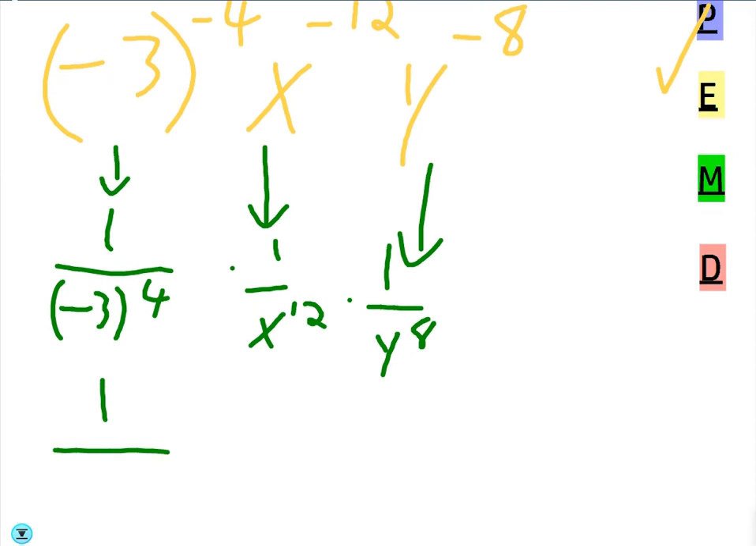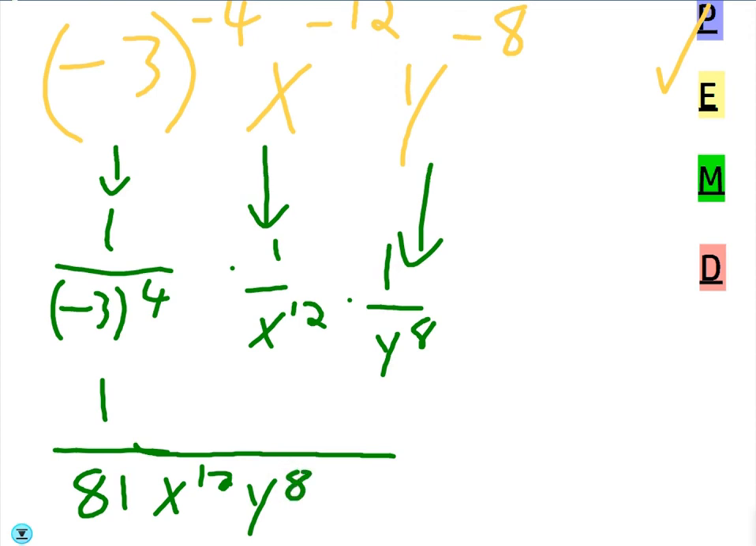Okay, so negative 3 to the 4th is positive 81. And then everything else just stays like that. So that one's actually pretty simple. You'll see why if you do it the other way, you get the same answer.